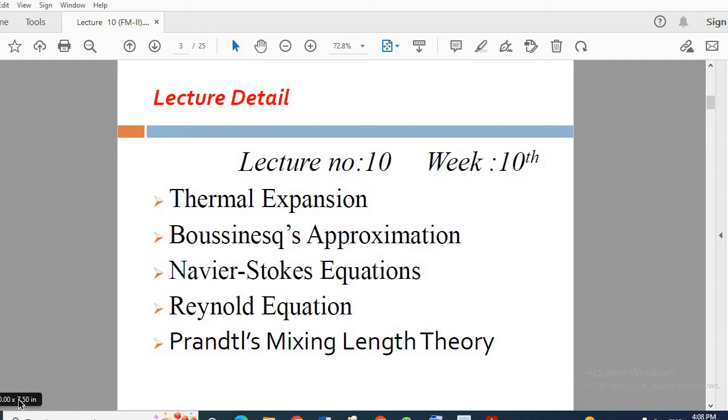In this lecture, we will discuss thermal expansion, the Boussinesq approximation, the Reynolds equation, and Prandtl mixing length theory. And in the last lecture 9, we will discuss the Reynolds equation, turbulent flow with an example, and how the Reynolds equation affects the turbulence of the flow. Now we will discuss thermal expansion.